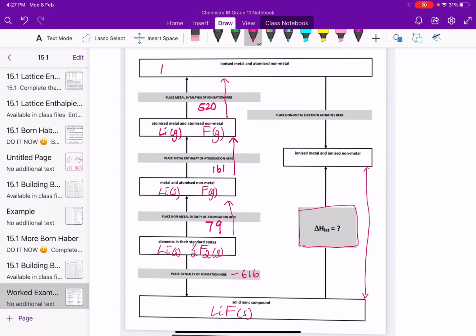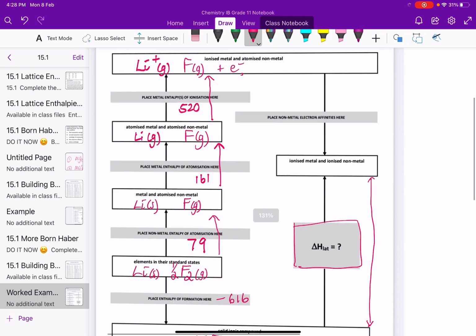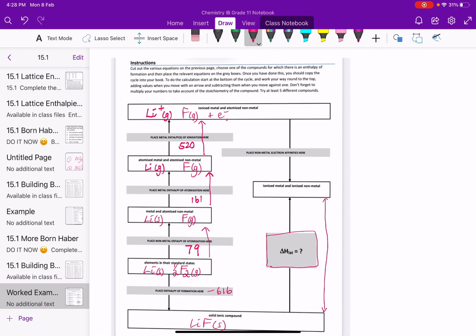So here I'm now going to have lithium as an ion in its gaseous state, and I'm going to have fluorine in its gaseous state because nothing's happened to it. I'm also going to have the electron, the electron that was removed from the lithium. So that is going to be hanging around.